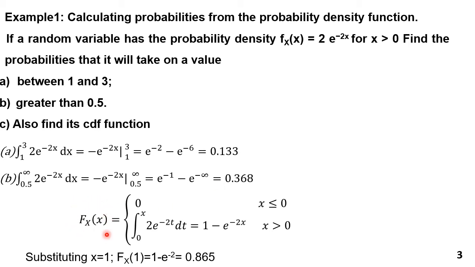Then the cumulative distribution function F_X(x) is always 0 for all values of x less than or equal to 0, and by integrating the probability density function 2e^(-2t) dt between the limits 0 to x, we get 1 minus e^(-2x). It is valid for all values of x greater than 0. Even if we consider x equal to 0, this is 1 minus 1, which is 0. So you can calculate for any value of x. If you substitute x equal to 1, then F_X(1) is 1 minus e^(-2), which gives 0.865. That is how we can calculate the CDF.